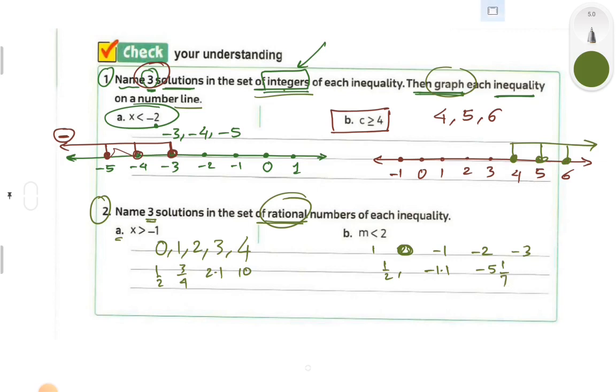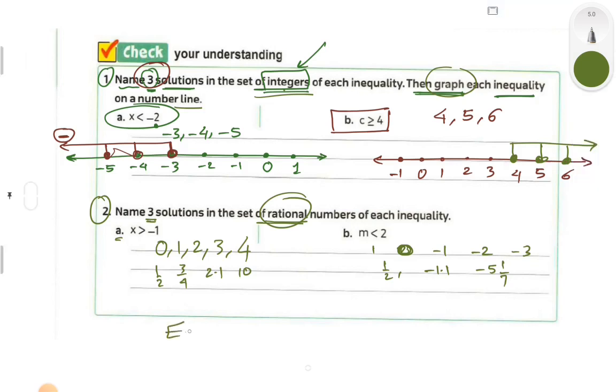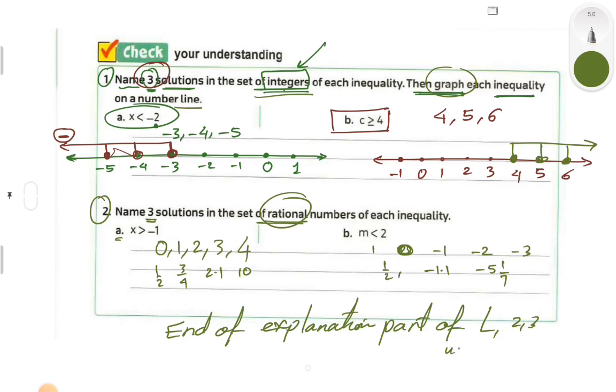Now we reach the end of the explanation part of the lesson we're studying, lessons 2 and 3 of unit 4. Our next video will be exercises on lesson 2 and lesson 3.